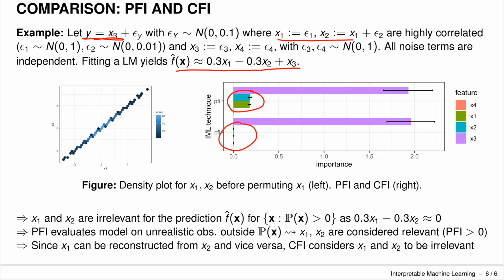in CFI. So here you could say that the conditional sampling correctly assigns a zero feature importance to x1 and x2. And that's because x1 can be reconstructed from x2, approximately at least, and vice versa. So if we condition on x2, then x1 is not important. And if we condition on x1, then x2 is not important. So both are irrelevant.